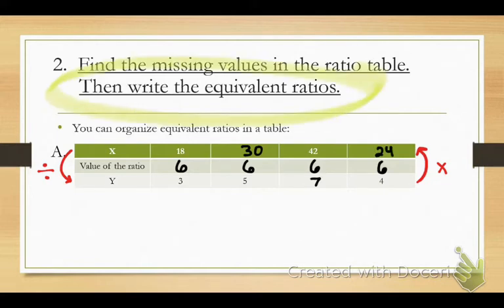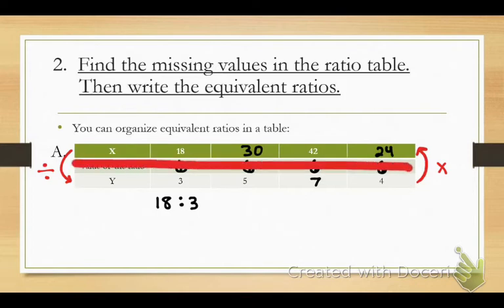The second part says to write the equivalent ratios. Remember, we write the equivalent ratios. We're going to do it this way. Directly underneath it, if you guys would, write 18 to 3. At this point, you don't need to actually cross this out, but I no longer need the value of the ratio. That was just a missing link that I needed to find all the other answers. Now I'm just comparing the top number to the bottom number.